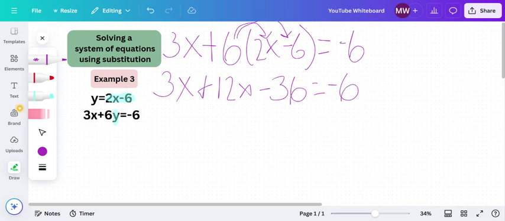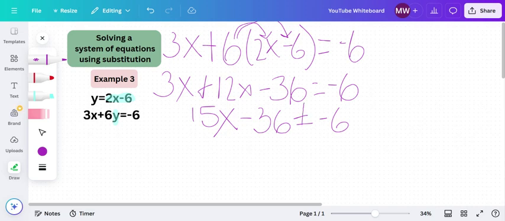Next step is going to be to combine my like terms. So I have 3x plus 12x. Altogether, that gets me 15x. It's still minus 36, and it still equals negative 6.